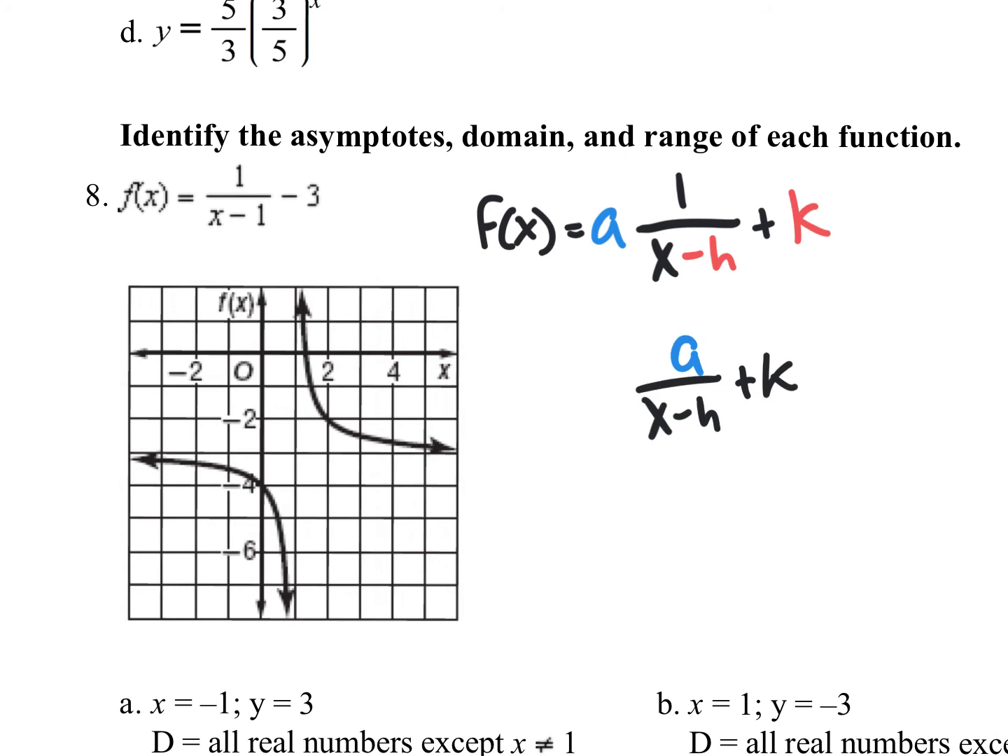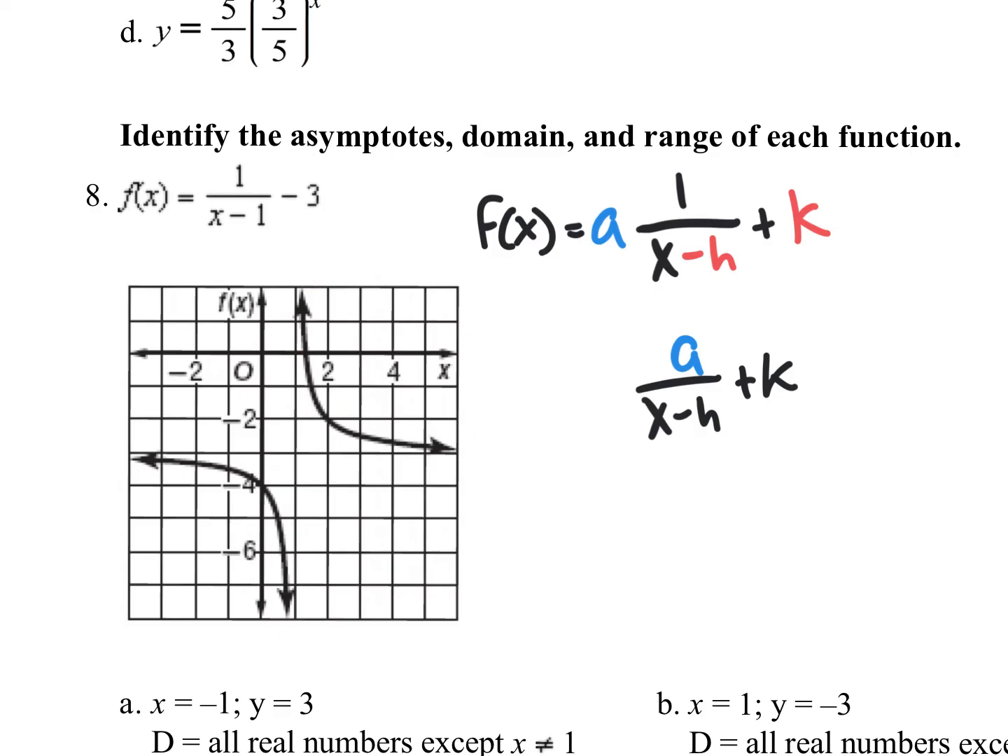So anyway, what is the a value? The a value is 1, which means that it's not -1, which means that it doesn't reflect over the x-axis. So you will have the reciprocal function graph down here, lower left and upper right. That makes total sense, okay?